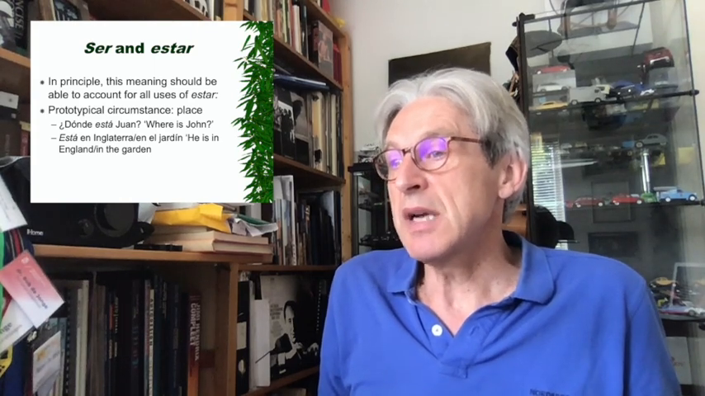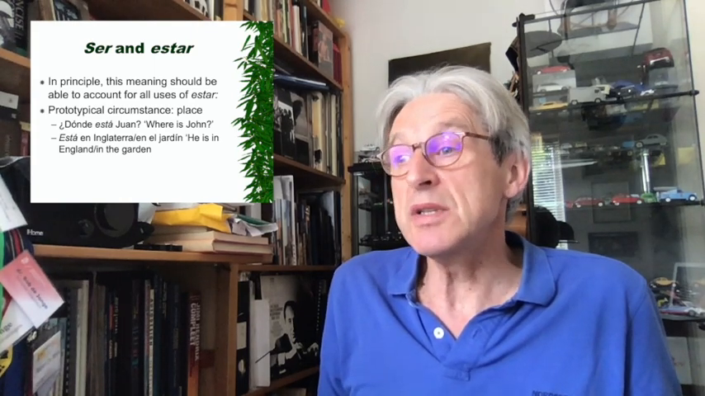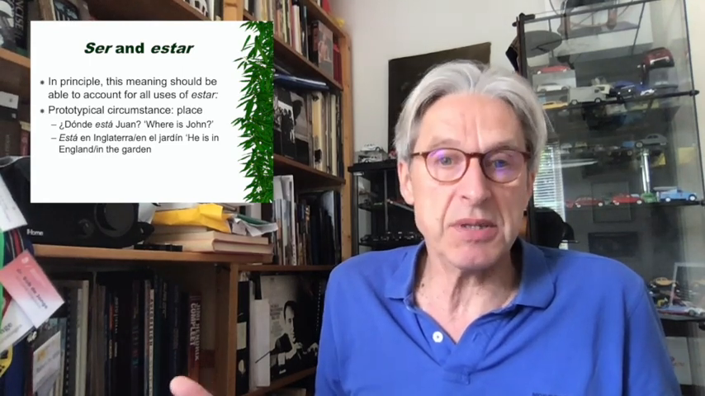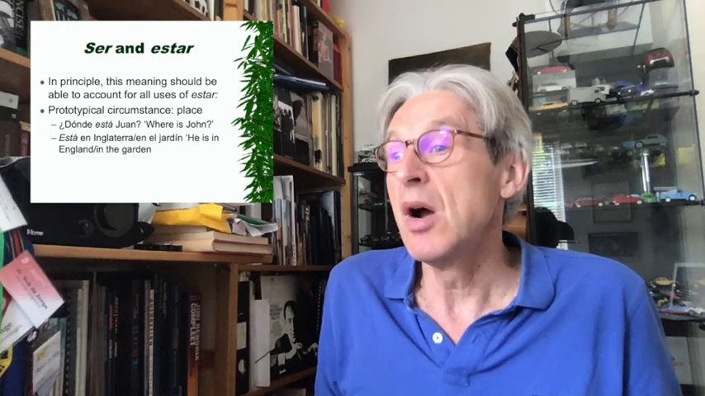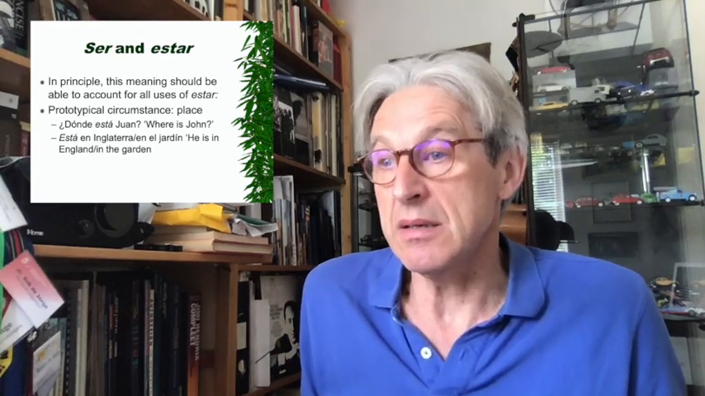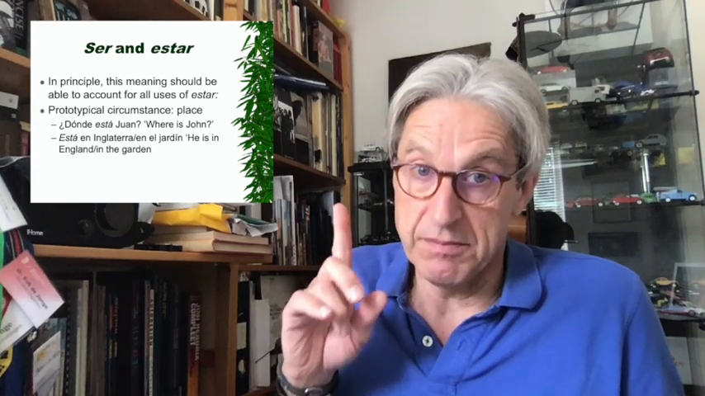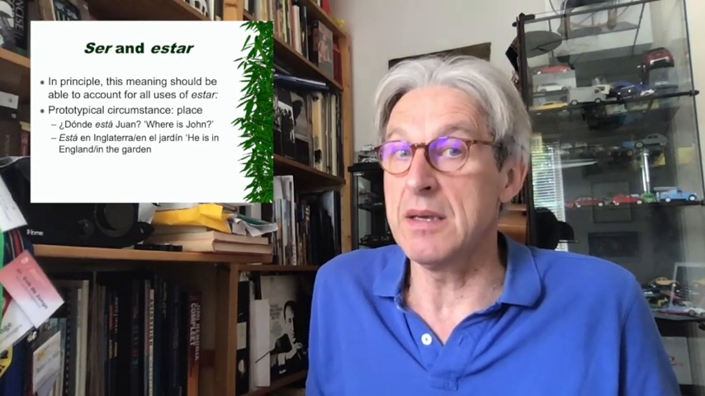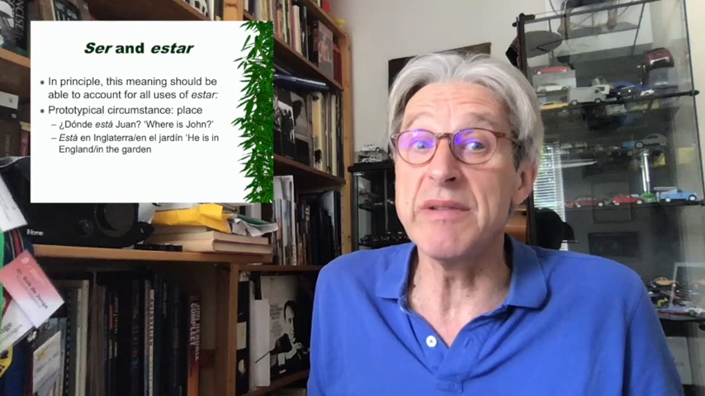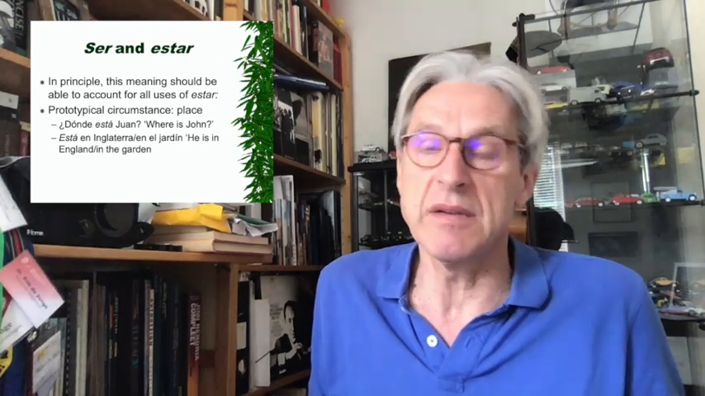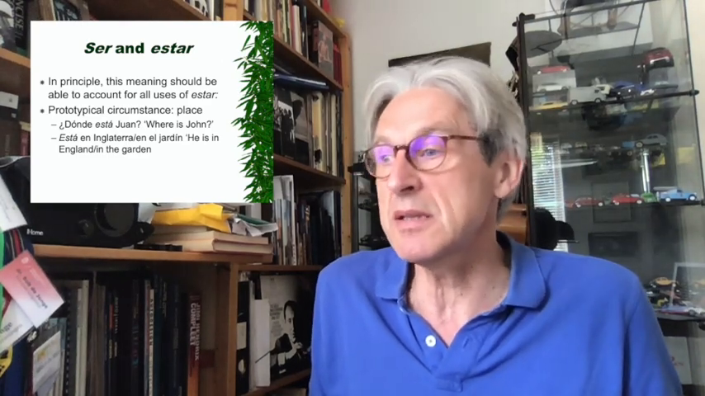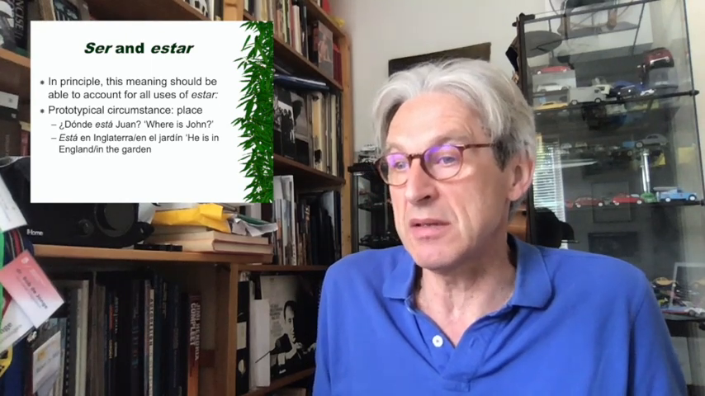Like, for example, the prototypical circumstance, which is place. And of course, phrases like ¿Dónde está Juan? Where is John? Is precisely about this particular circumstance. Or está en Inglaterra, en el jardín, as an answer to this question, he is in England or he is in the garden. Now those are places where someone is, but keep in mind the use of places in relation to events. That is a classification of an event.